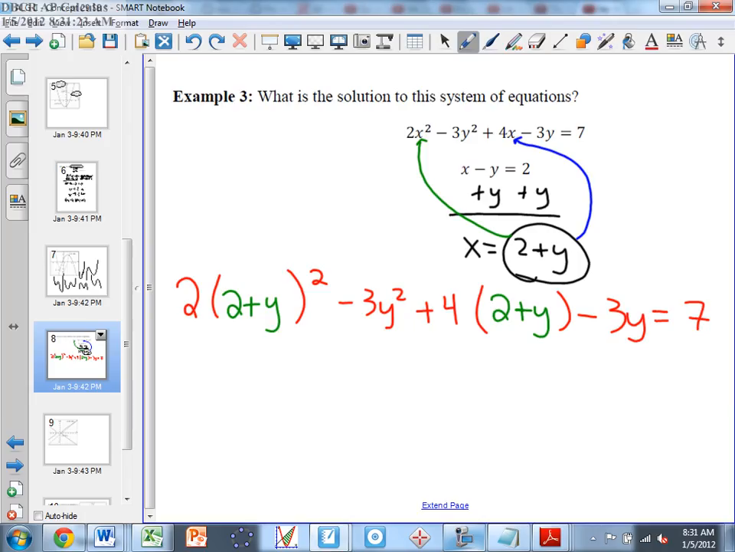Remember, PEMDAS. First, you have to do parentheses. Well, there's nothing you can do here. You can't combine 2 and y. Then comes exponent. Then comes multiplication. So this 2 on the outside has to wait to get distributed until we square, until we FOIL.